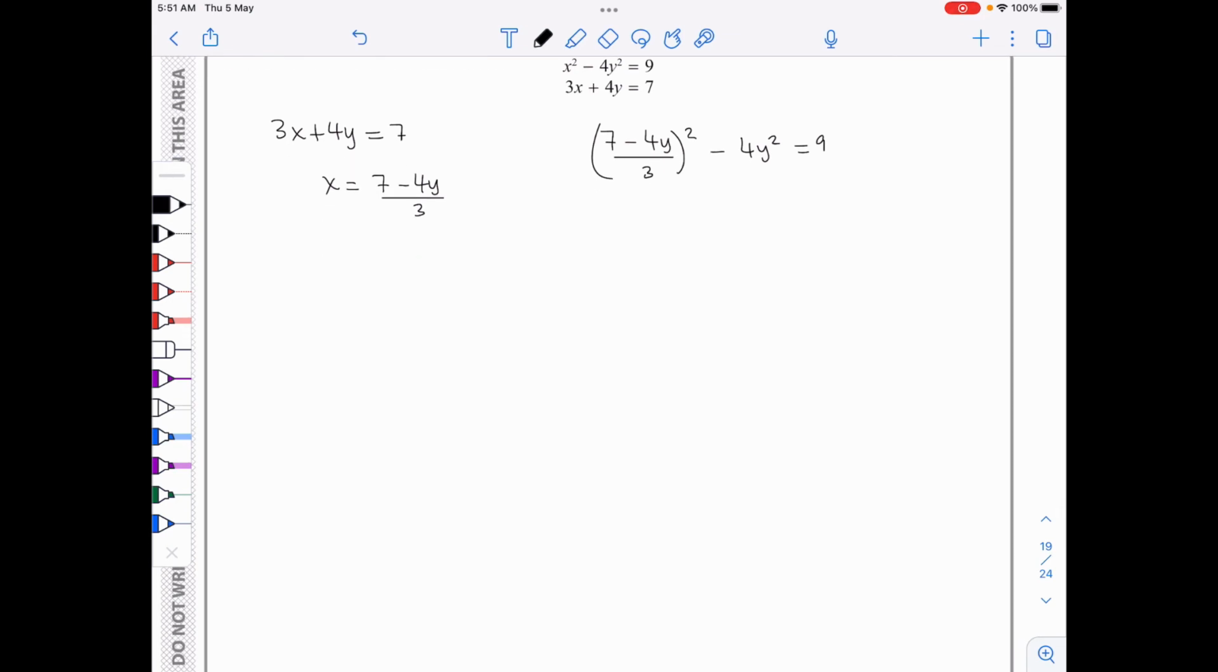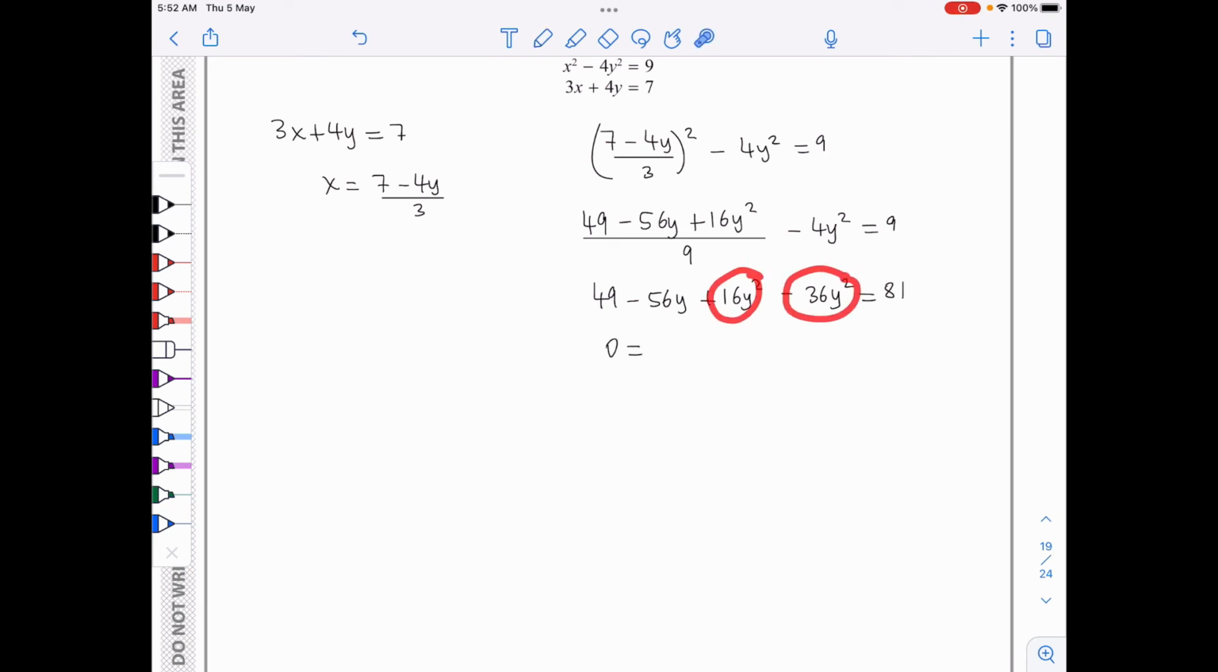So I will expand this. 7 squared is 49. 7 times 4y is 28y, and I've got twice this cross product, so it's minus 56y plus 16y squared all over 9 minus 4y squared is 9. I will multiply throughout by 9 to get rid of the fractions, so 49 minus 56y plus 16y squared minus 36y squared is 81.